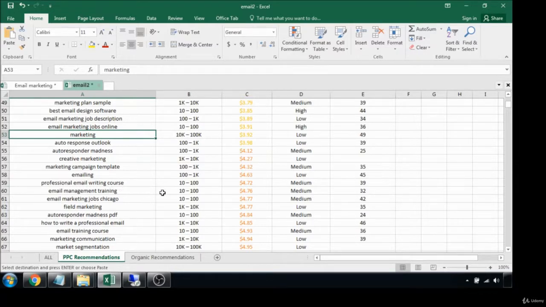Email management training, possibly if you were in that sort of a business. Professional email writing course, that's a pretty good one, even though it doesn't get a lot of searches, because you could be charging money for that, right? So that might be profitable. How to write a professional email, that's a pretty good one, still under the $5 per click budget. An email training course, also good because you could be making some money off of that.